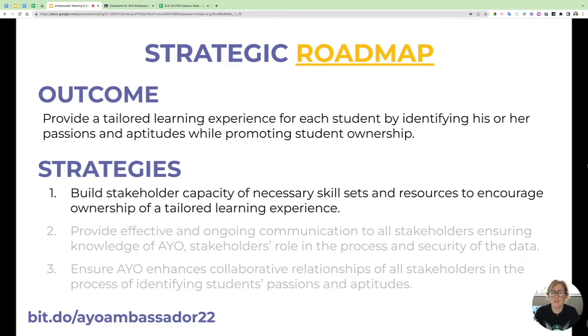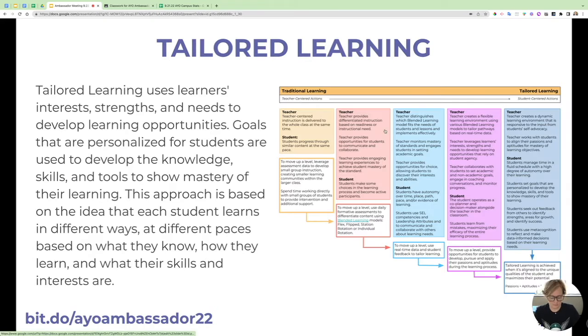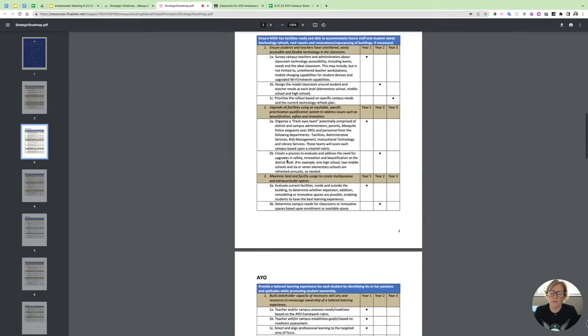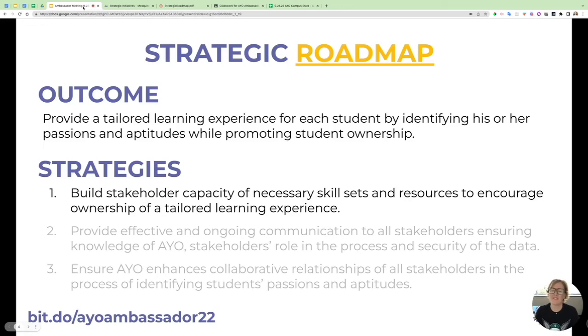Because IO is one of the strategic initiatives of Mesquite ISD, it has a roadmap. It has a resource that lives on the district website for all the initiatives, but whenever you scroll down to IO, it has the main outcome and then it has strategies that go with it. Just like ILT, we focused on that first strategy of the roadmap, where we're all about building stakeholder capacity and encouraging ownership of a tailored learning experience. This is how we reset the vision and the purpose for IO.